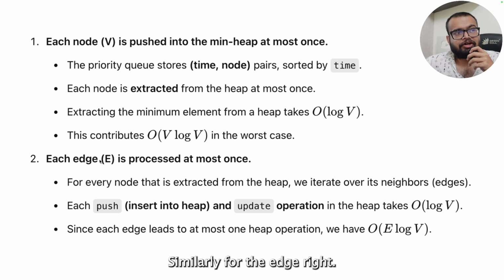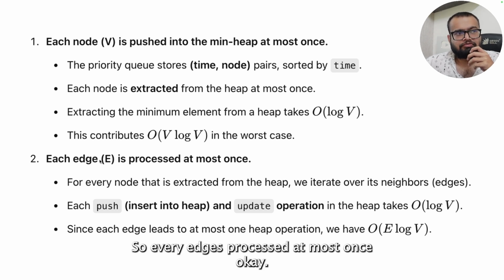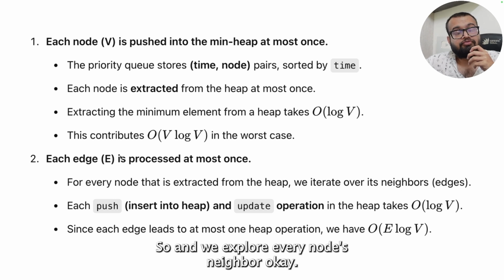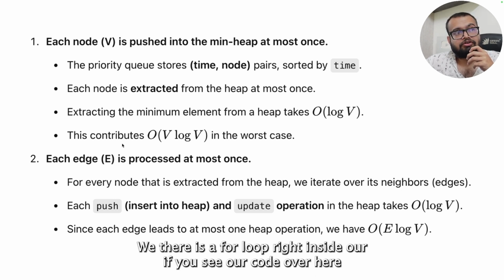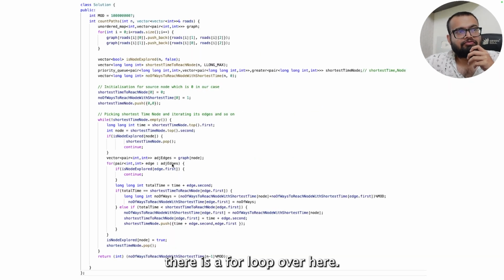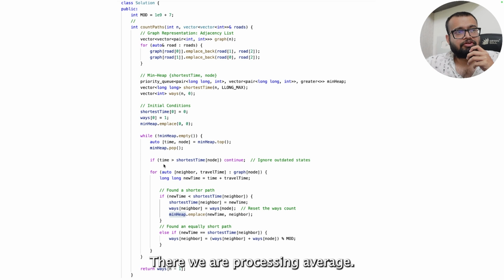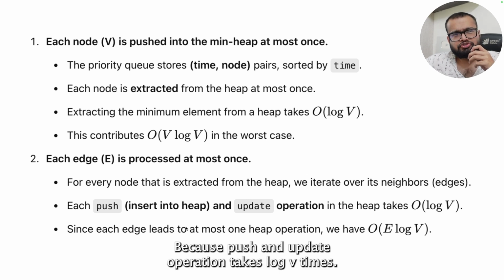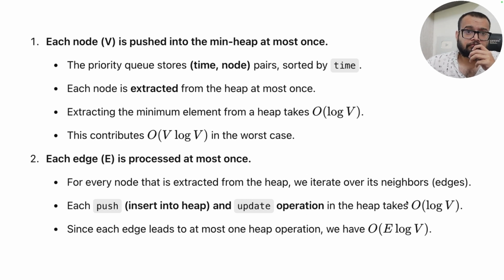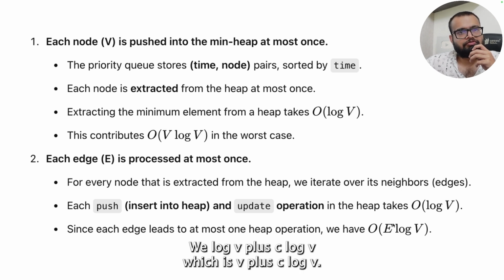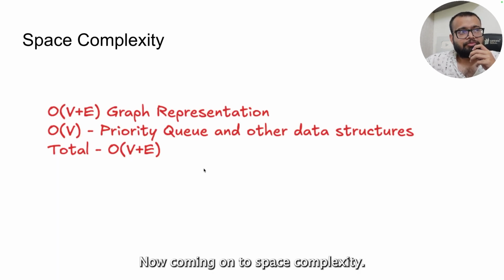Similarly for the edges, every edge is processed at most once, and we explore every node's neighbors. There is a for loop in our code over here where we are processing every edge. So that's why it is order of e times log v, because push and update operations take log v time. So the total complexity, we add it: v log v plus e log v, which is v plus e times log v.